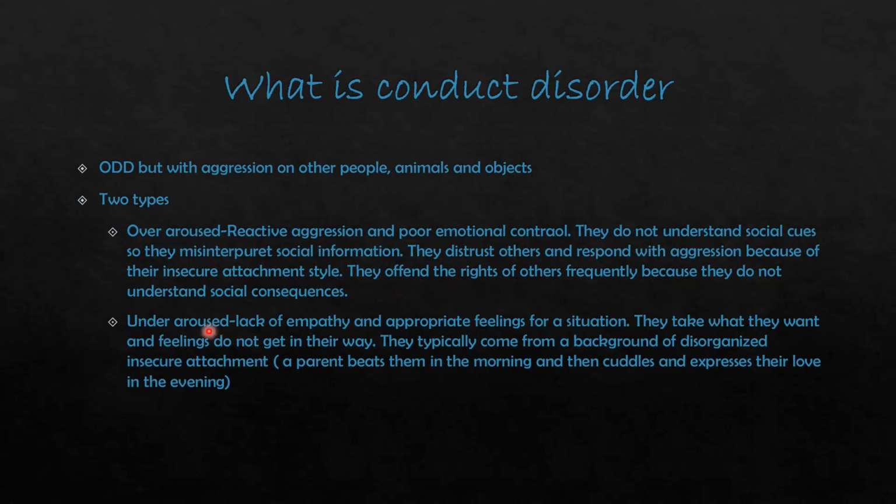Then we have under aroused. That's where we see a lack of empathy and appropriate feelings. They take what they want and feelings don't get in their way. They typically come from a background of disorganized, insecure attachment. Disorganized is where a parent beats you up in the morning and then cuddles and expresses their love in the evening. It's so sad.